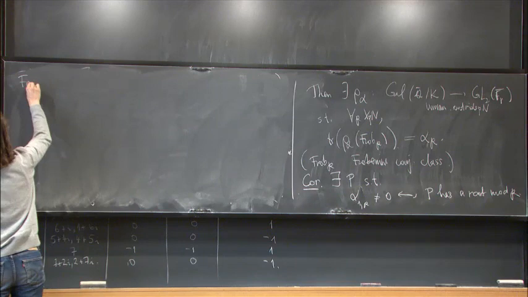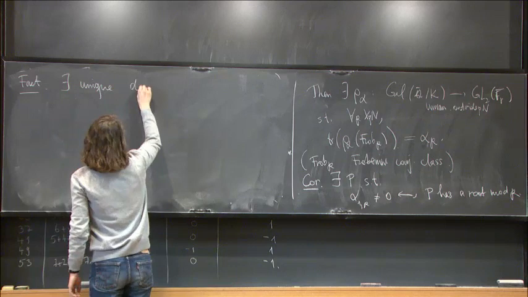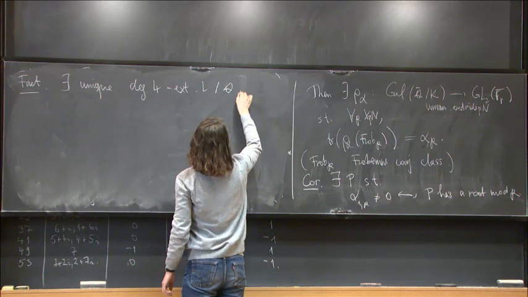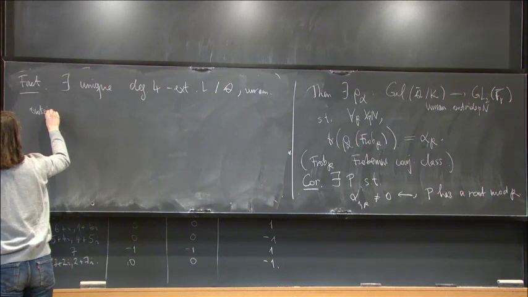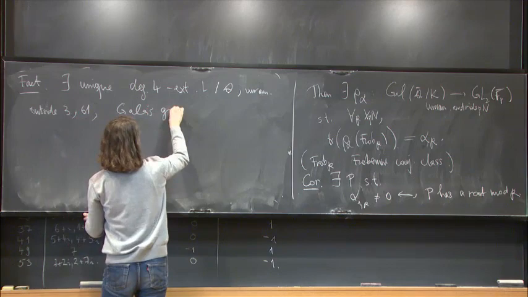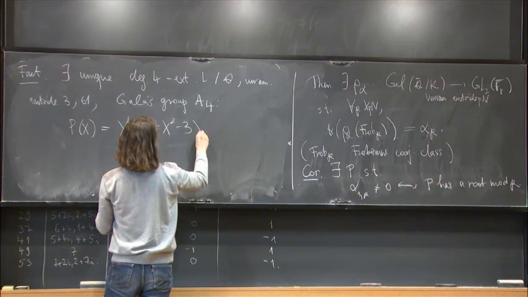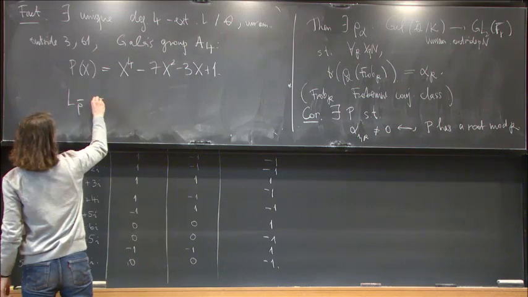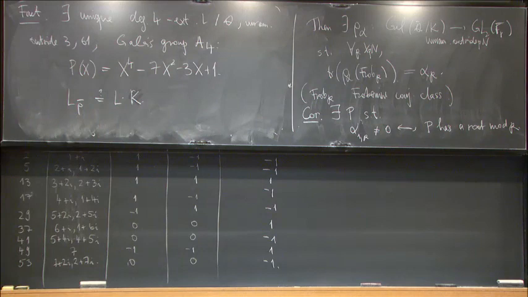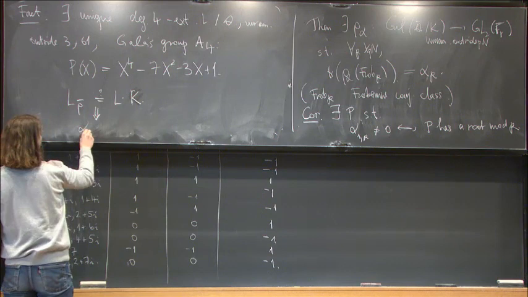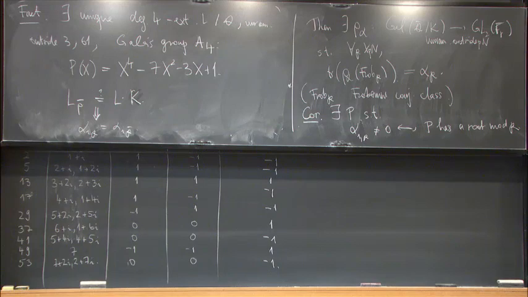There exists a unique degree 4 extension L of Q unramified outside 3 and 61, and whose Galois closure has Galois group A4. And that corresponds to the polynomial x to the 4 minus 7x squared minus 3x plus 1. And so it might be that this field we're interested in is actually just a compositum of this with this field K. This would also explain the strange property that this didn't see whether we take P or P bar, because actually the representation is already defined over Q.